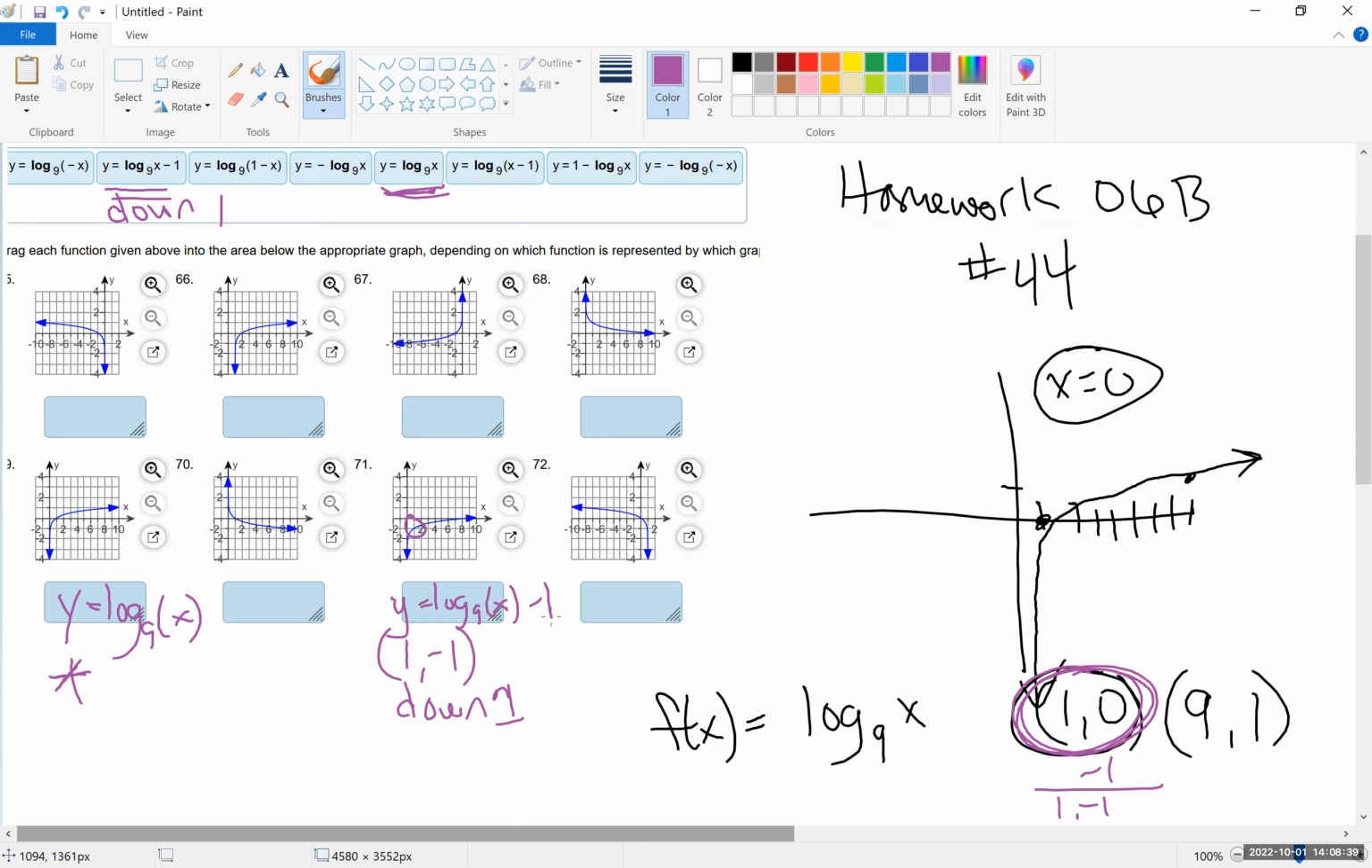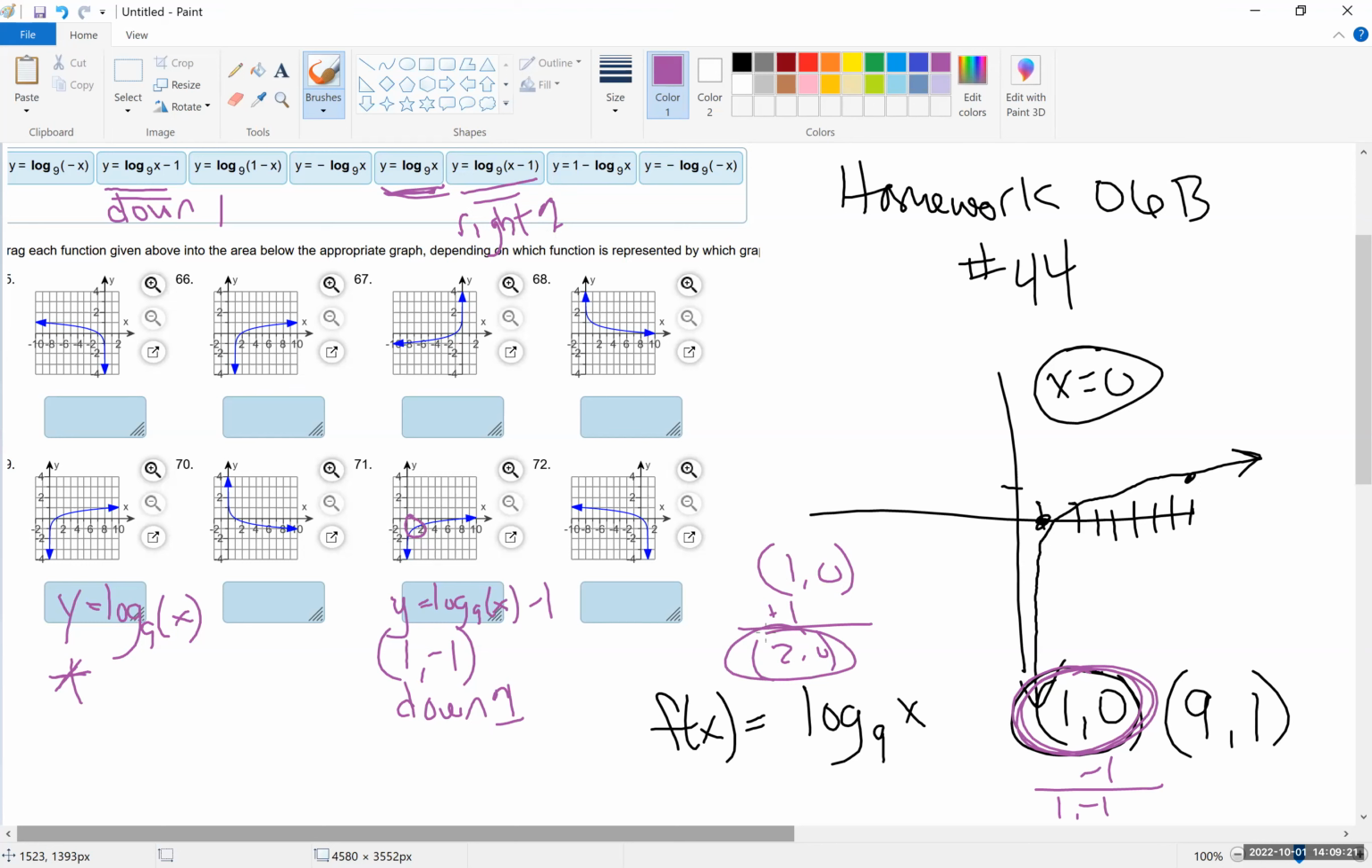All right, what's next here? Well, let's take care of what happens if we have the -1 on the inside. If the -1 is on the inside, it's going to belong with the x. If it belongs with the x, it's going to do the opposite. So instead of going to the left one, this one is going to go to the right one. Instead of the point 1, 0, we're going to add 1 to our x, so we're going to be at the point 2, 0. So we want to find the graph that has the same shape, has an asymptote that's moved to the right one, and goes through the point 2, 0.